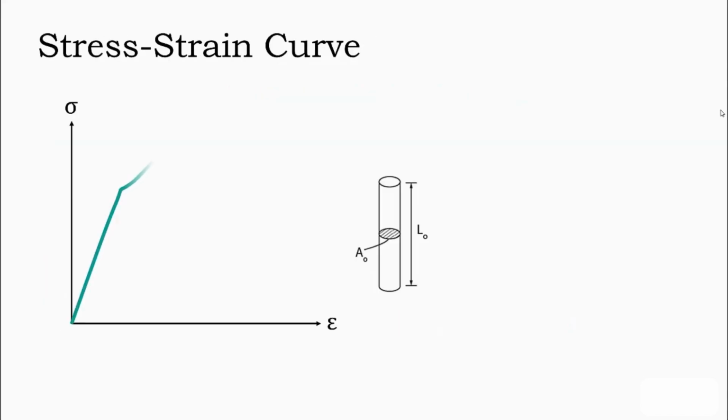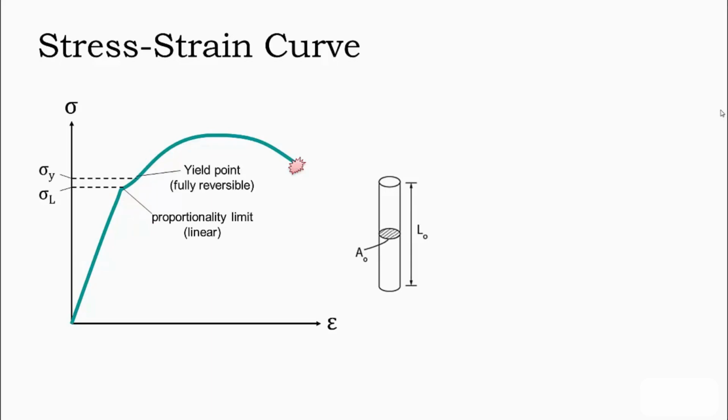If we plot the stress-strain behavior for a typical material until failure, we will get a curve similar to the one shown here. If we look at this curve, we can see that there is a linear portion and a limit in terms of stress to that linear portion. There is also what we call a yield point, which is a point at which the stress-strain behavior is fully reversible. There is an ultimate strength or a maximum stress the material can take, and there is a rupture or fracture point.